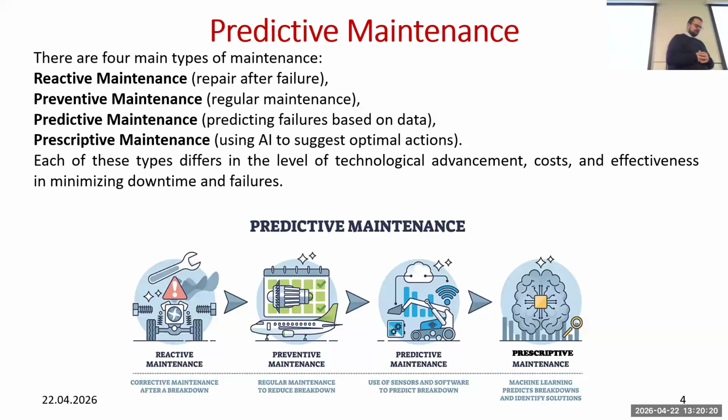We have predictive maintenance right now, and the next step, which is now mostly in the science, is prescriptive maintenance. So actually, AI gives us some information about what can happen in some time.